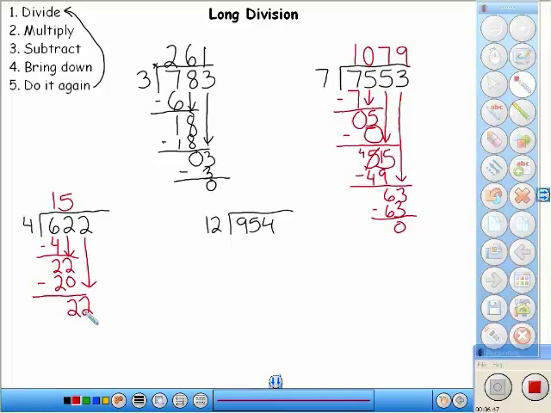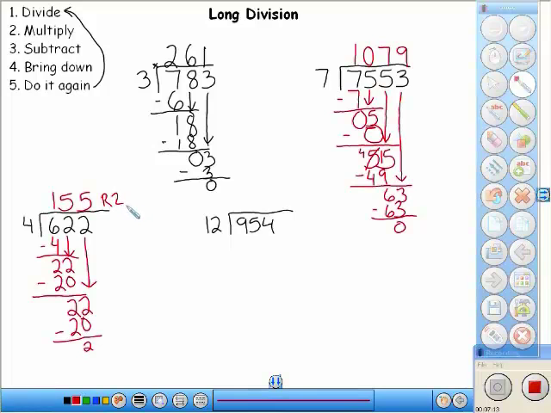4 goes into 22. Well, we kind of just did this one. We know it goes in 5 times. And if we multiply, which is our next step, 5 times 4 is 20, which would give you 2 if you subtract. Now, we don't have anything left to bring down, so this would be done. This is our remainder. Now, there are two ways to do this. We could write remainder 2.